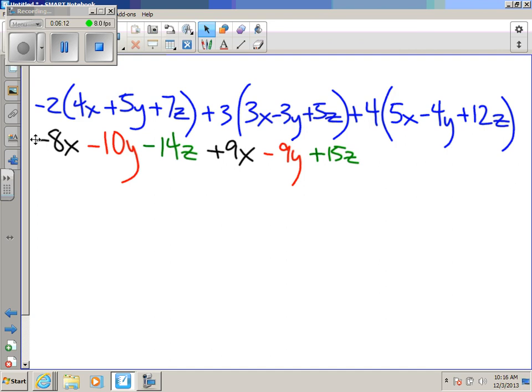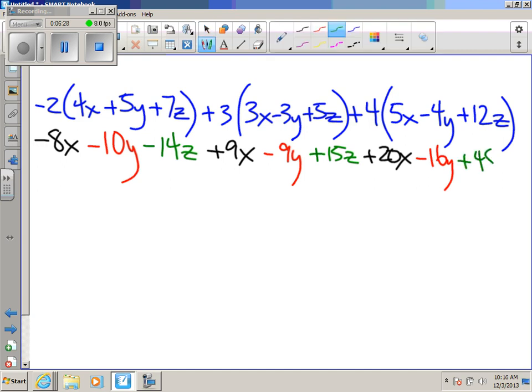Okay. So 4 times a 5x is a 20x. The 4 times a negative 4y is a negative 16y. And finally, the z, 4 times a 12z is a 48z. Okay? Now, it's easier for me to kind of color code them, but it might be easier to put them together that way.